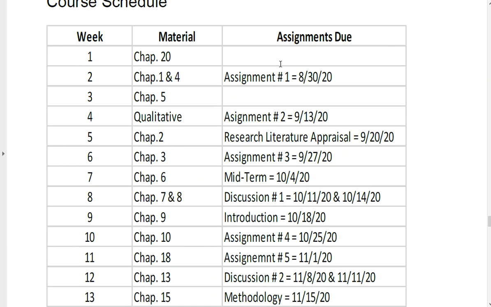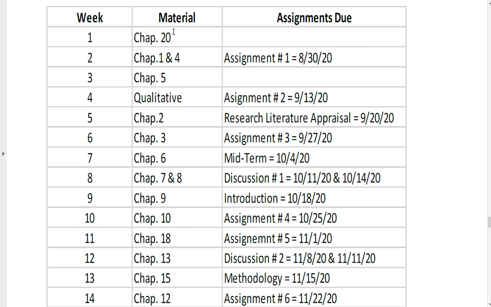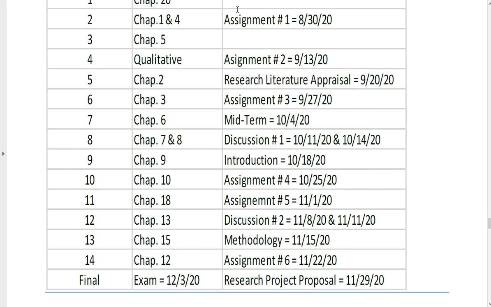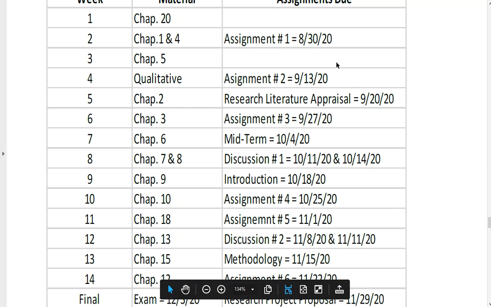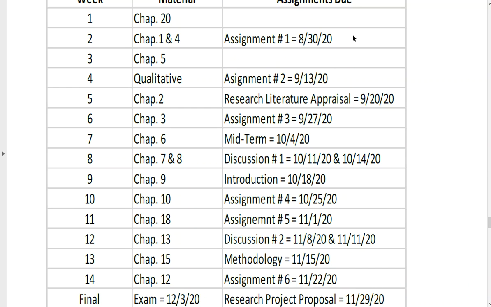So as you can see, we're going to be extremely busy this semester when it comes to research methods. You have the first week off and you have the third week off. After that, every single week, something is going to be due. Assignment 1 is your PICO question and your research question. Then I'm going to have an assignment based on qualitative: how do we validate, how do we make things reliable through qualitative research? Then you have your literature appraisal. Assignment 3, coming up with your purpose statement and your hypotheses. All right. Then we have our midterm.